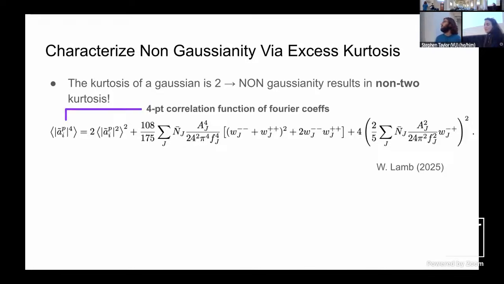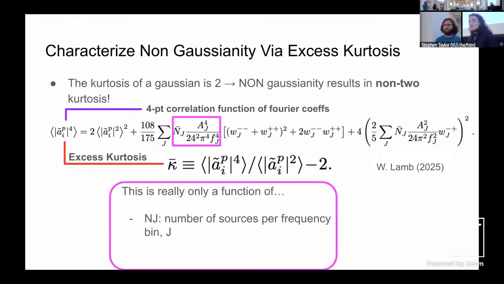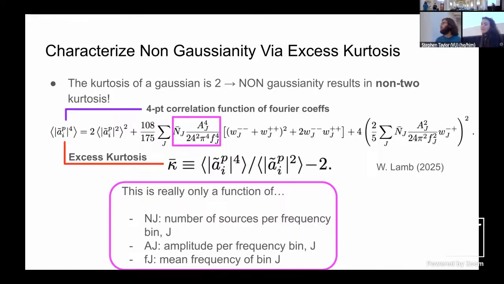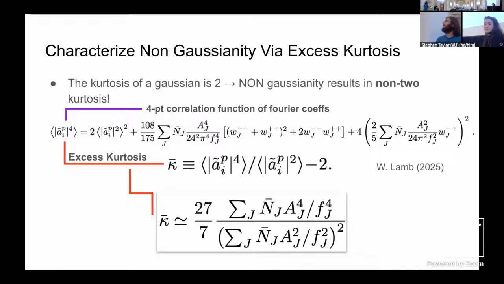So it looks really messy, but a lot of this is due to the fact that it's being observed in the pulsar timing array. And it all is, furthermore, all in terms of just the number of sources per bin, the amplitude of those sources in that bin, and the mean frequency of that bin. So it all reduces pretty well. And we can get this into a nice little approximation of this. I have to go through all the oopsies.